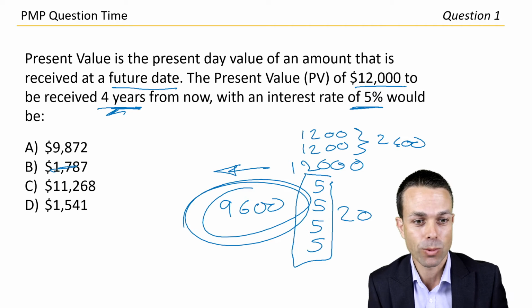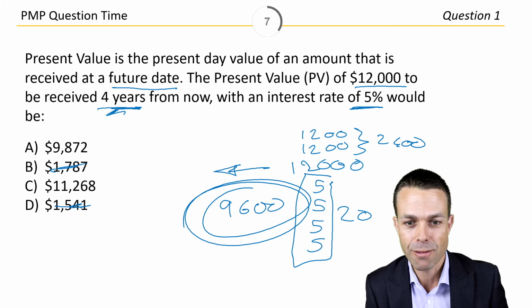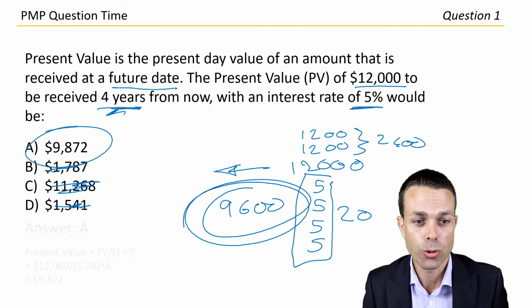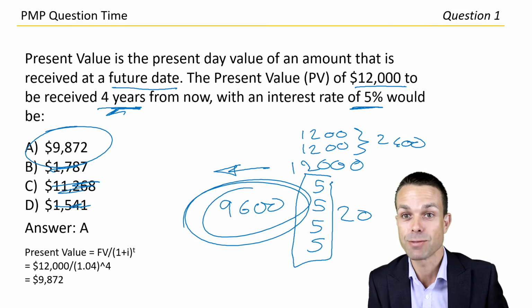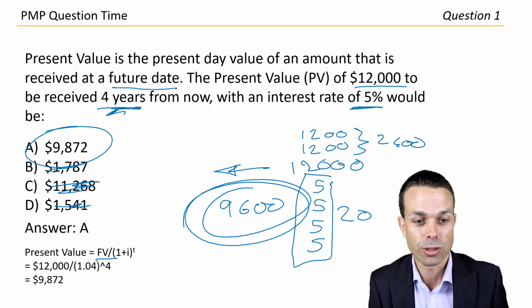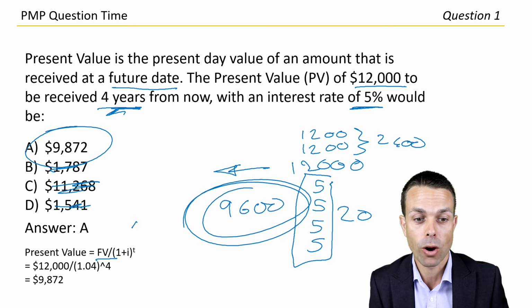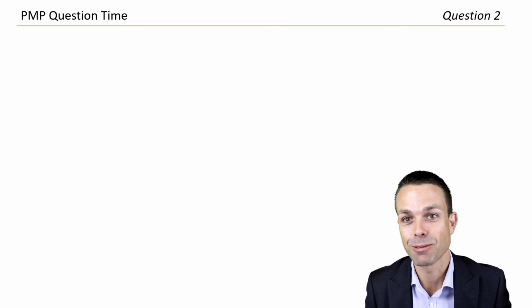So it's not going to be this one. It's not going to be $1,000, no. It's probably not going to be $11,000 because that's $2,000 off. Closest answer is A, where we've got 9,872, and that gives us our answer A. Fantastic. And it actually gives us our present value calculation here, which is really good. So future value, which is our $12,000, divided by 1.05, which is our interest rate, to the power of time, which is 4 years from now. So that's fantastic. How did you go? That's question 1.